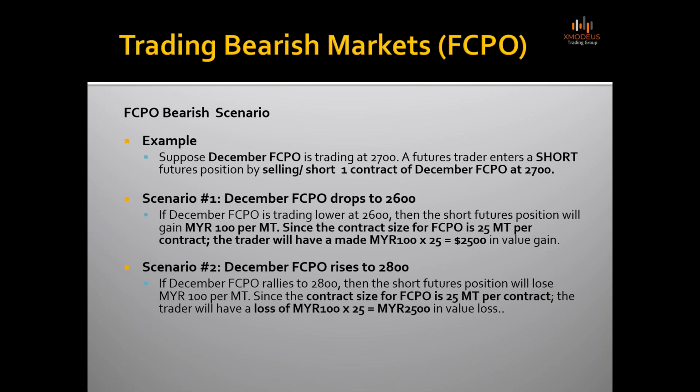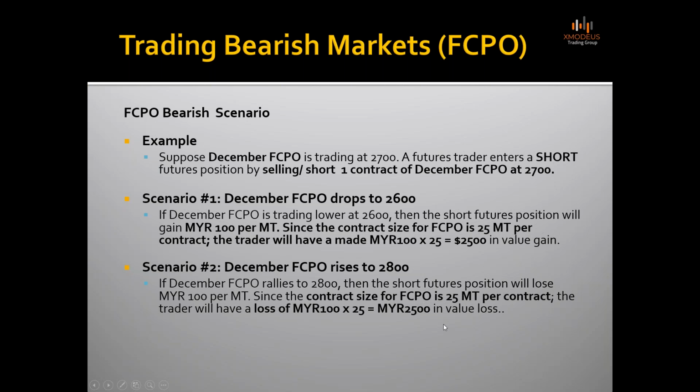So again, two things can happen. If it goes your way, and December FCPO drops to 2006, because your view is that prices are going down, then you have a gain of 100 ringgit per metric ton, and you multiply that by 25 metric tons, you get a gain of 2,500 ringgit. Similarly, if December FCPO were to rise to 2008 and that goes against your position at 2007, you would have a loss of 100 ringgit per contract multiplied by 25, so you would have a 2,500 ringgit loss.